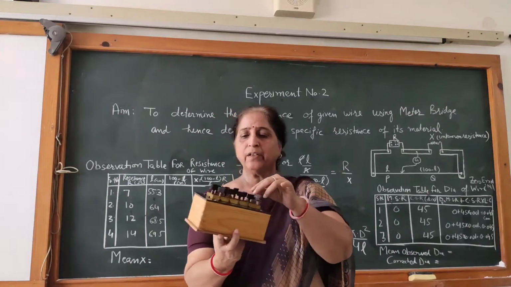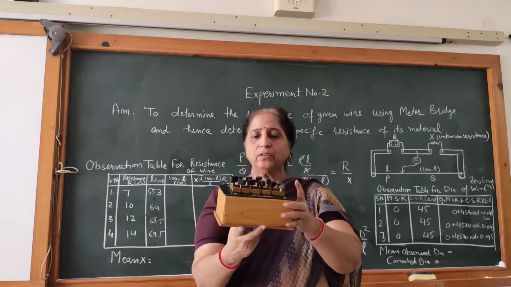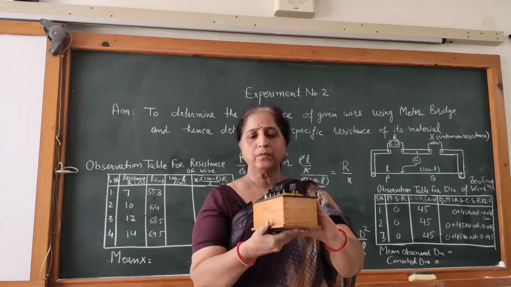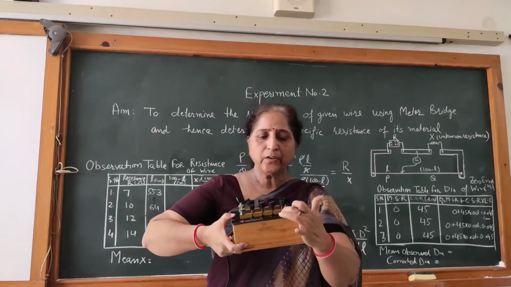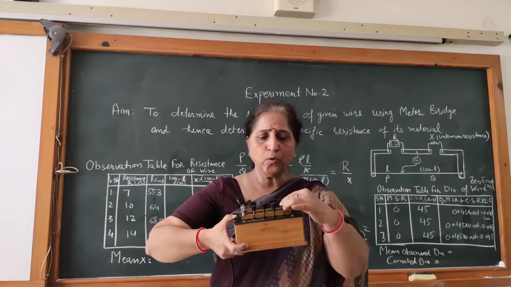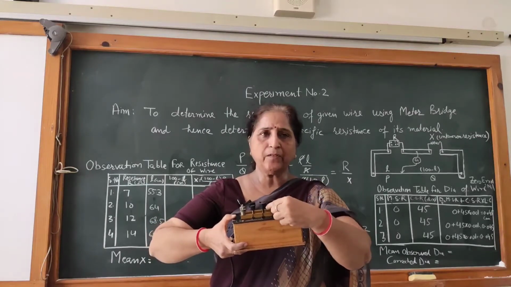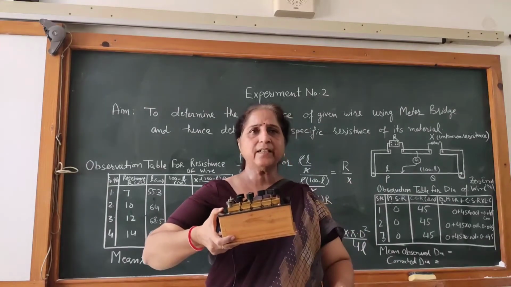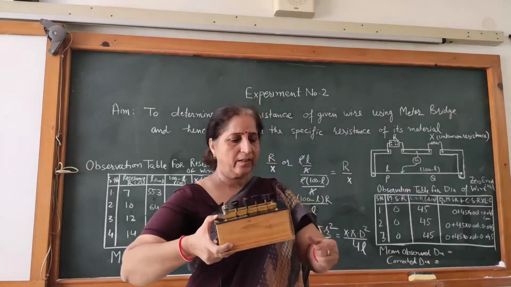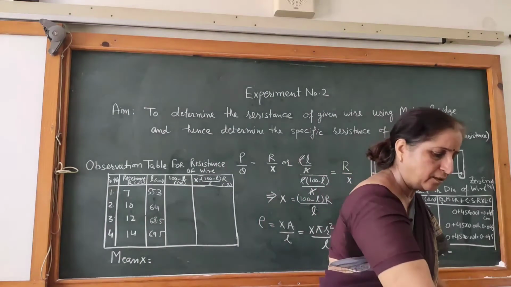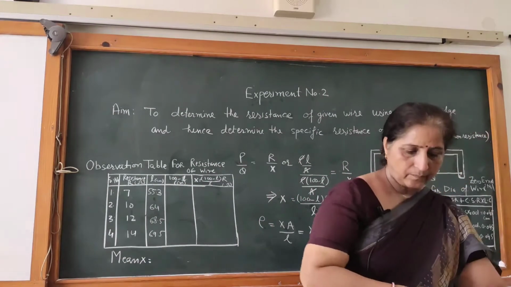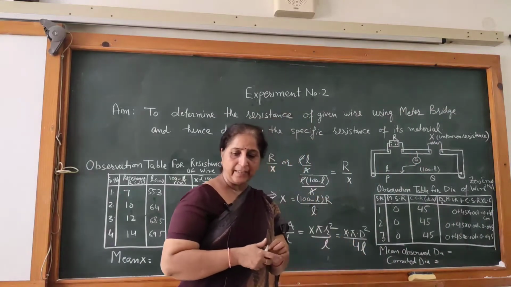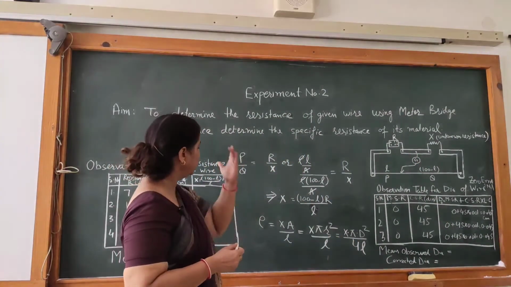Suppose you have to introduce a resistance of, say, 4 ohm. So here you can observe 2 and 2 is written. So 2 plugs you will take out. The sum of 2 and 2 is 4. So 4 ohm resistance will be inserted in this circuit with the help of this resistance box. These are the main things which you will be requiring in performing the experiment.